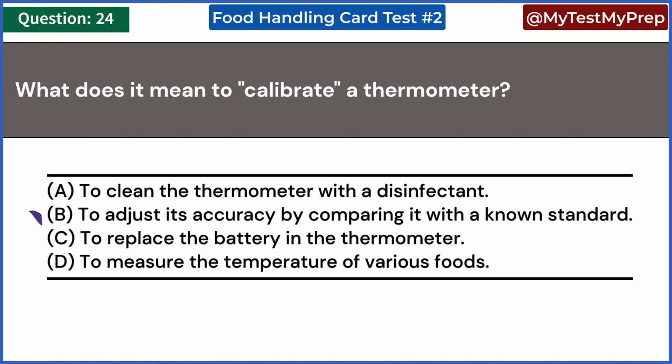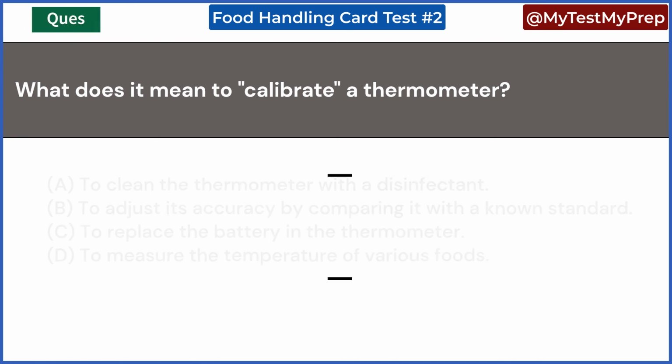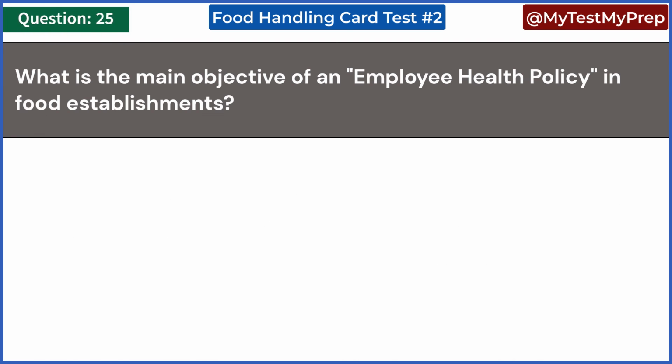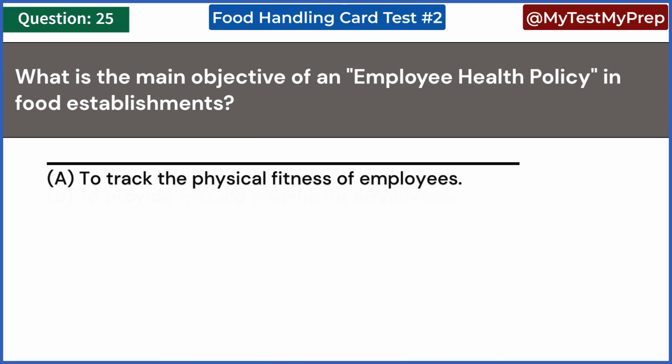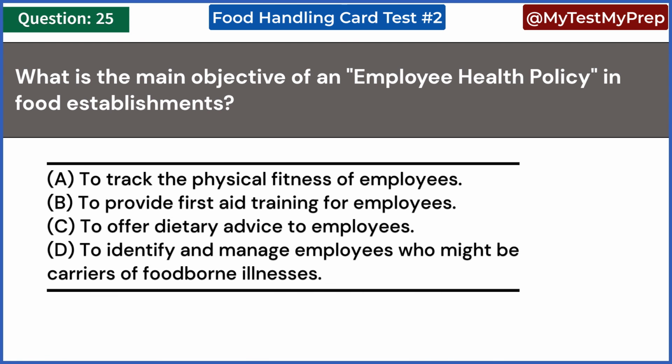Answer B. To adjust its accuracy by comparing it with a known standard. What is the main objective of an employee health policy in food establishments? A. To track the physical fitness of employees. B. To provide first aid training for employees. C. To offer dietary advice to employees. D. To identify and manage employees who might be carriers of foodborne illnesses.